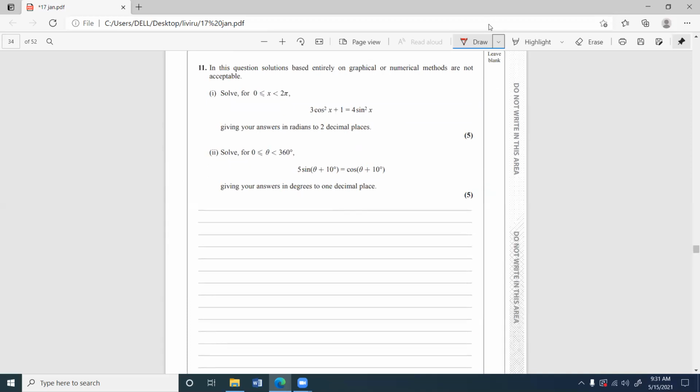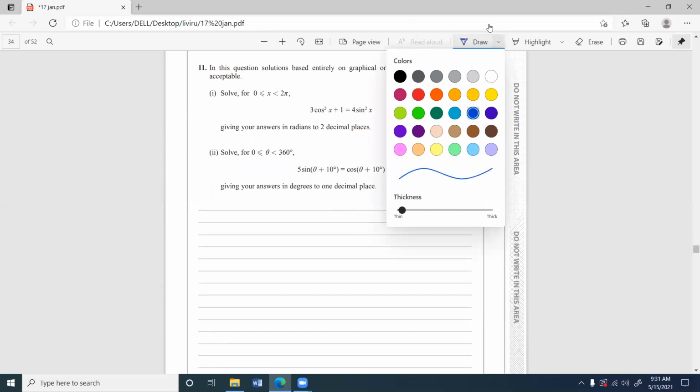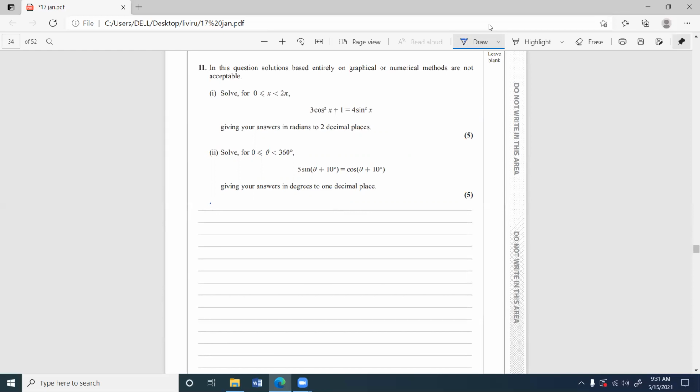Right. This is another important question that we need to face, in question number 11. In this equation, solutions based entirely on graphical or numerical methods are not accepted. Later on in our A2 level, we learn what you mean by graphical or numerical methods, but that means you have to use the general calculations to do this. Solve this equation. You can see here the solutions are given in radian format. Therefore, they expect us to find the solutions in radian format over here.